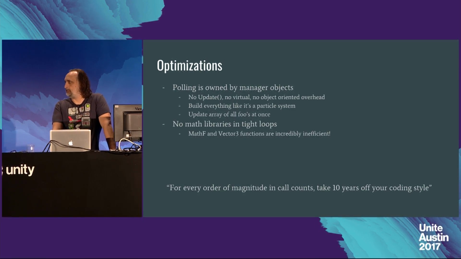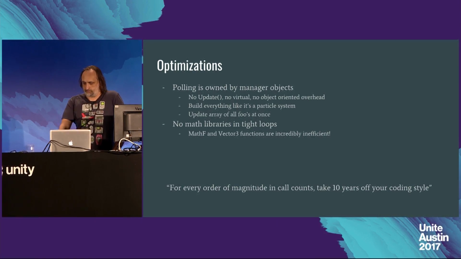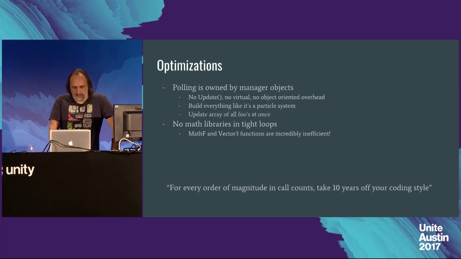Unity specific, don't use their math libraries. They're unbelievably slow. They do really inefficient things. They call into C++. They convert to doubles. They do all kinds of things they just should never do. And they should basically burn in the fires of hell.